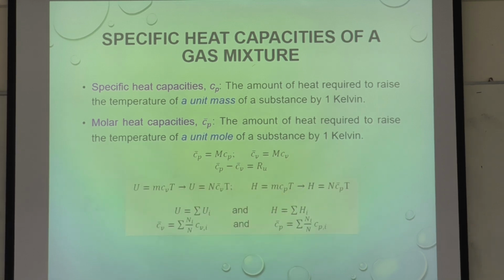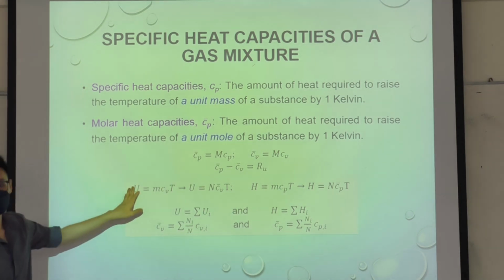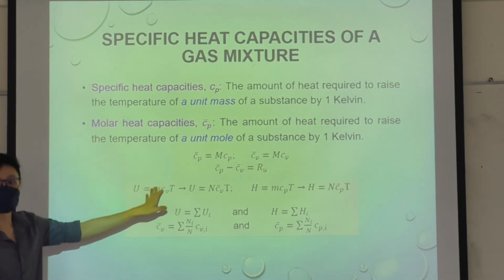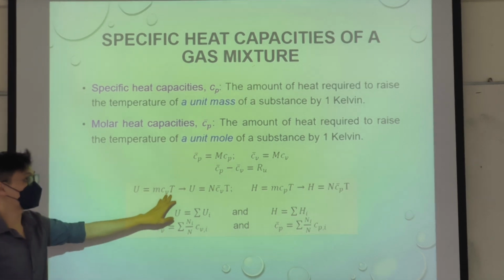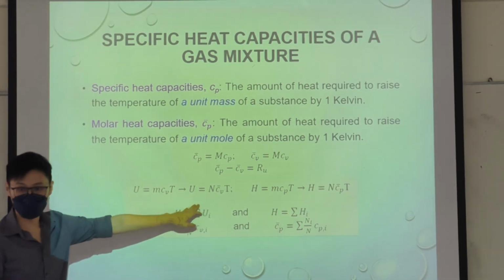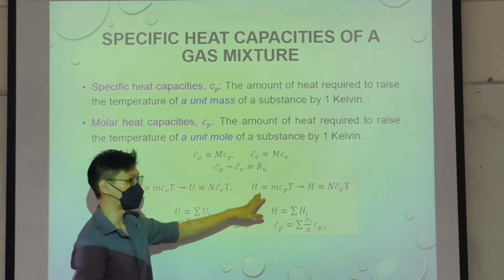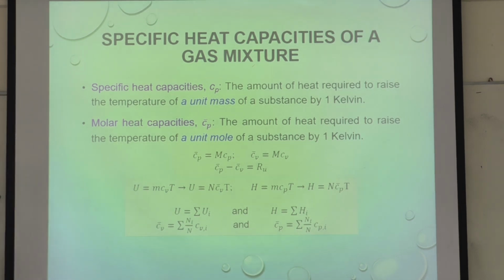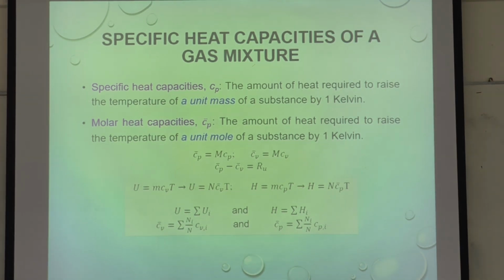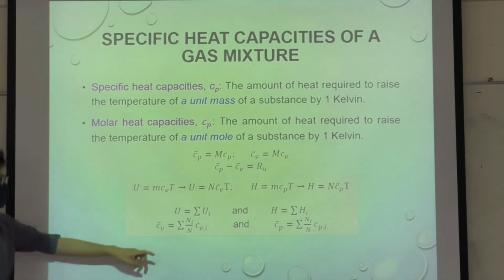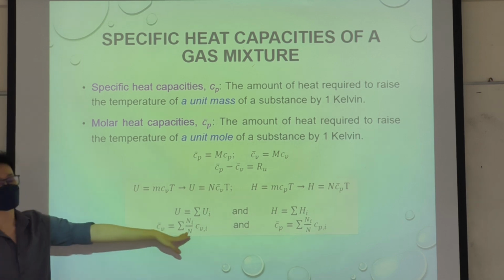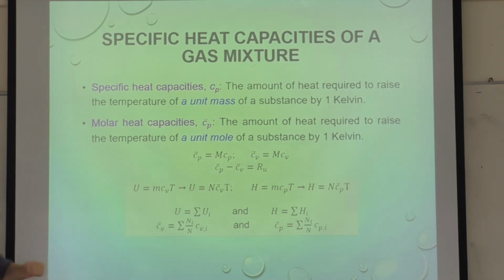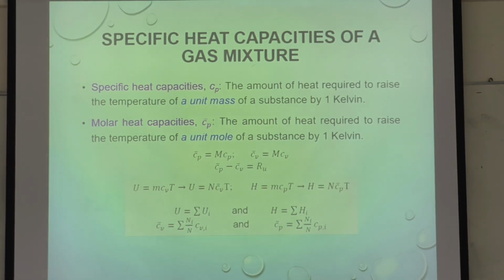So here, same thing. We know that internal energy is mCvΔT. So if you have Cv bar, then you multiply by mole instead. Same thing here, enthalpy is mCpΔT. If you have Cp bar, you multiply by n, the number of moles. So to convert Cv to Cv bar, you just use the same thing. You use the mole fraction here. And Cp also the same thing.